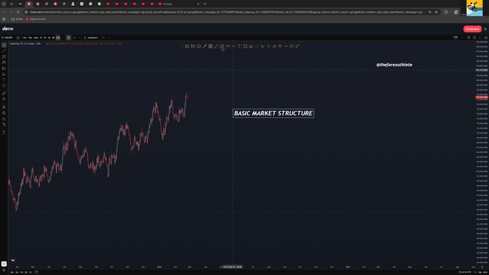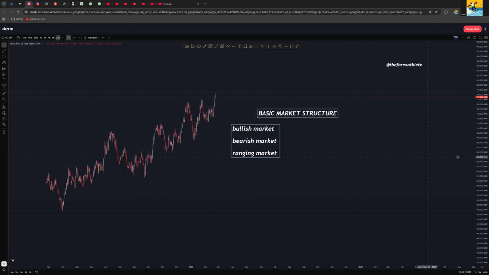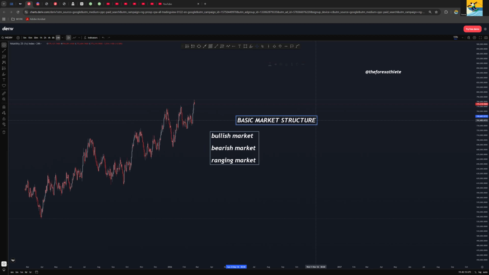So like I said, we have the bullish structure, which is also known as an uptrend market, which I believe every one of you is familiar with already. The bearish market. And we also have the ranging market. So these are the three types of markets we can encounter while trading the synthetic indices in 2026.